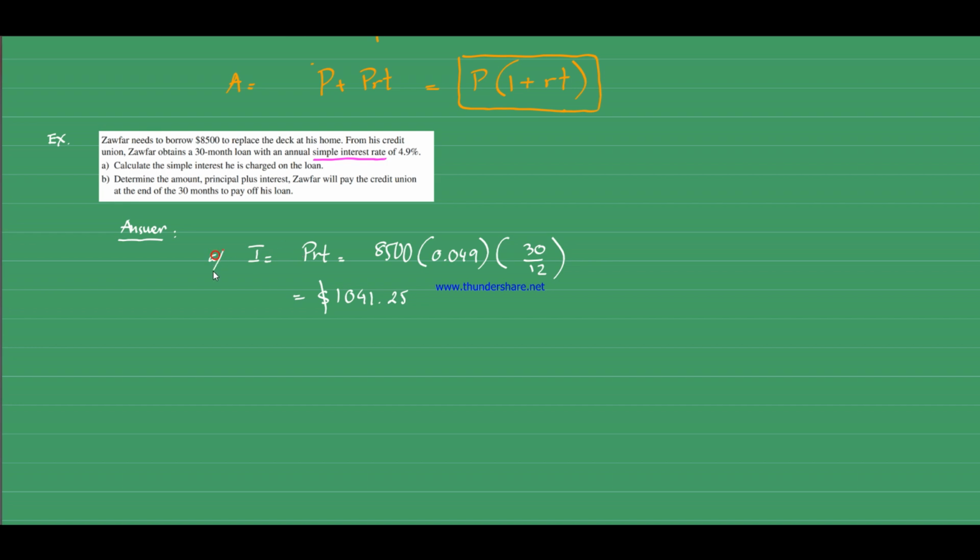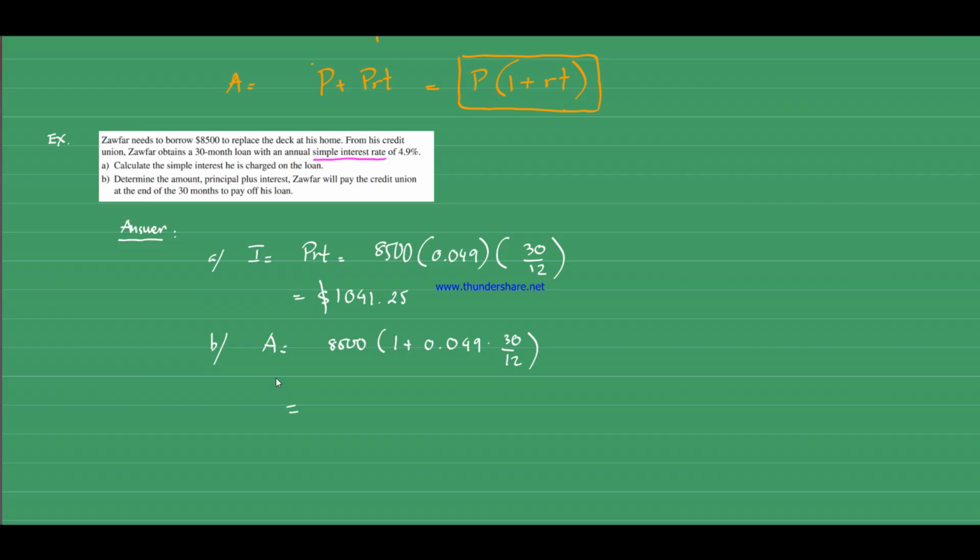Now that's the amount you have to pay. Determine the principal plus the interest you will have to pay. Don't forget the principal. So the accumulated amount will be 8500 plus 8500 times 0.049 times 30/12. You can go ahead and add them up if you want to, or you can use the formula. I will use the formula.